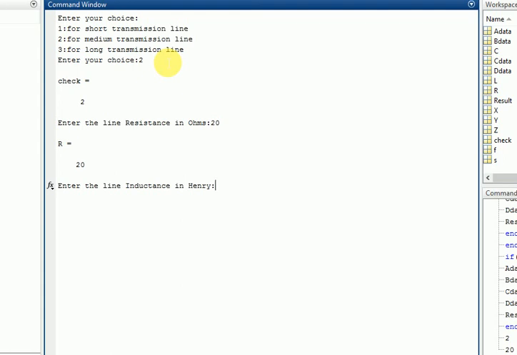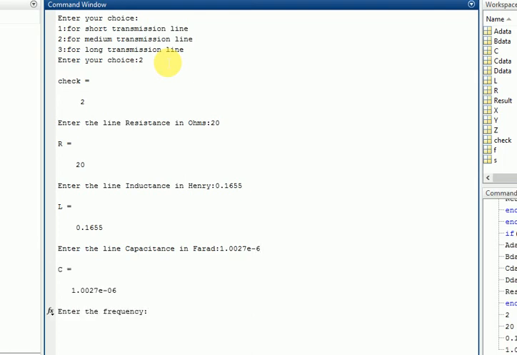Then after it is asking for the inductance. So again I am putting the value of inductance over here, 0.1655, that we have already taken. And then it is asking for the capacitance, which is in farad. So I am taking 1.0027 e raised to minus 6. So it is acknowledged all the data R, L, C. Now it is asking for the frequency. I am entering the frequency over here. So it is 50 Hz.